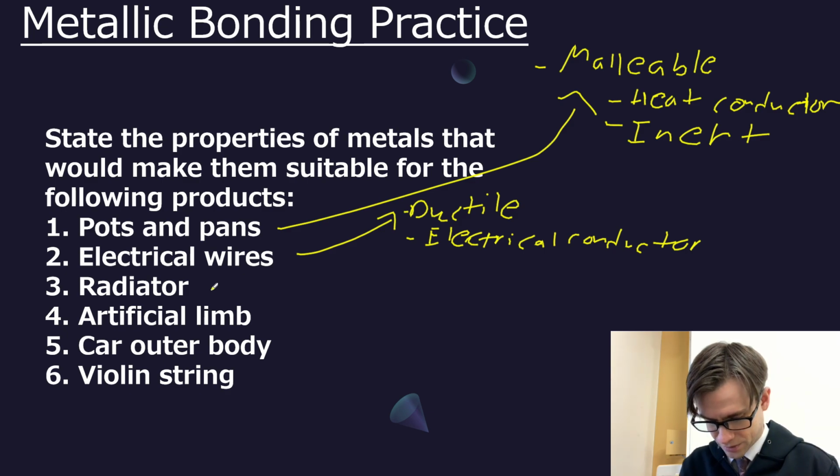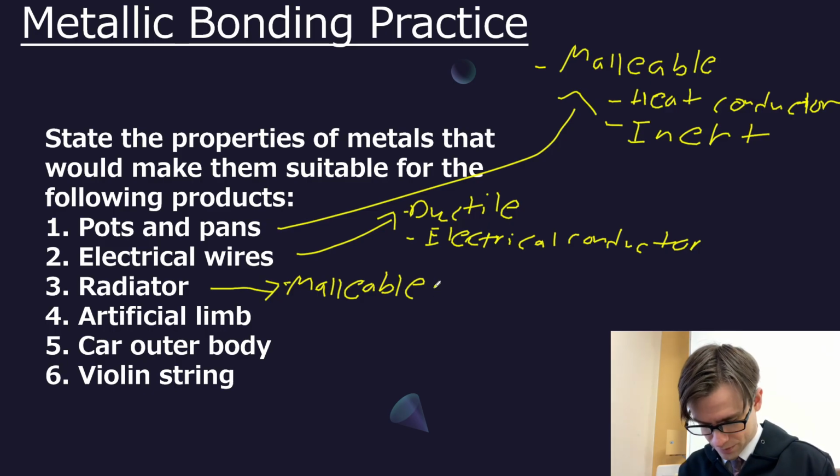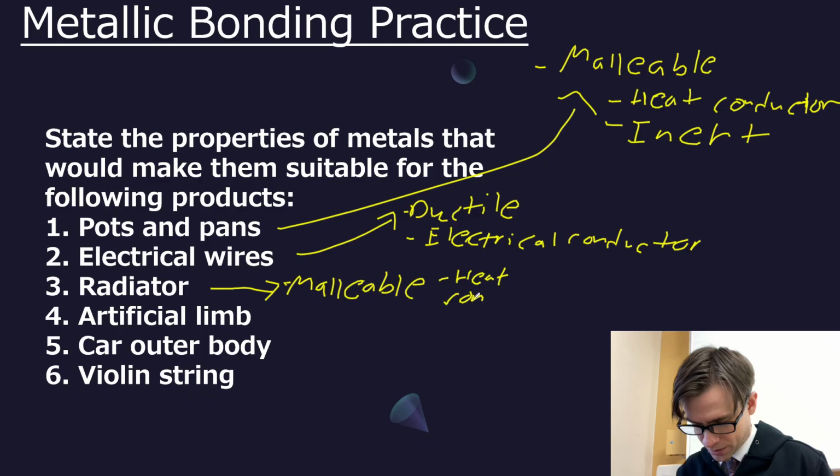Radiator, this is an interesting one. We want that to be malleable to make certain shapes. You can think of maybe like a car radiator or something. It's trying to remove heat from the engine. What else? We would want that to be a good heat conductor to pull heat away from the engine.